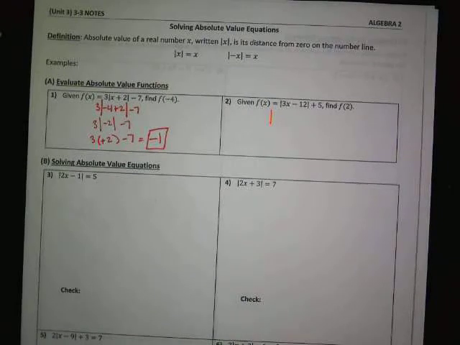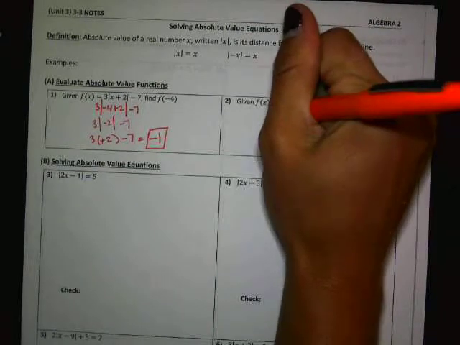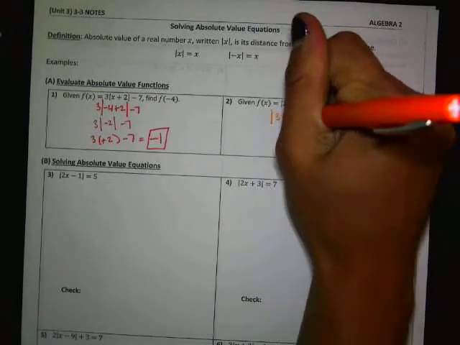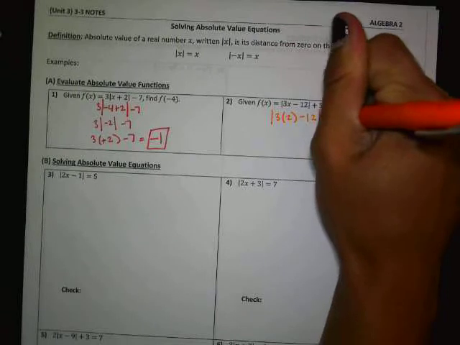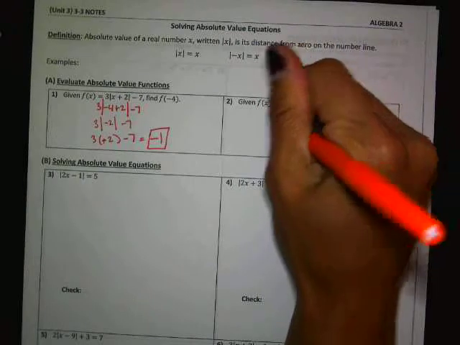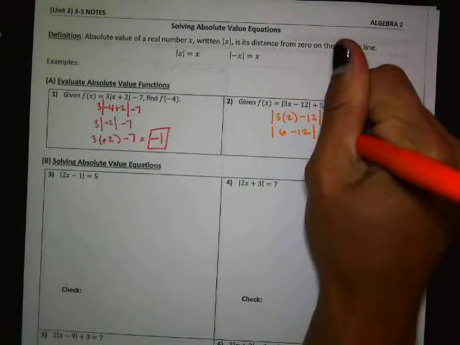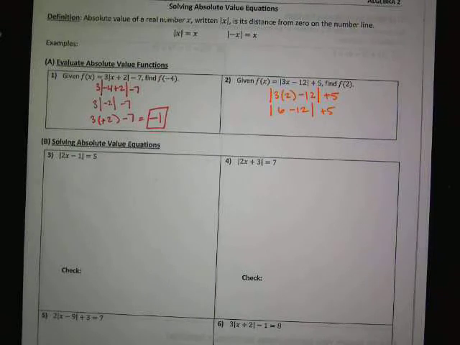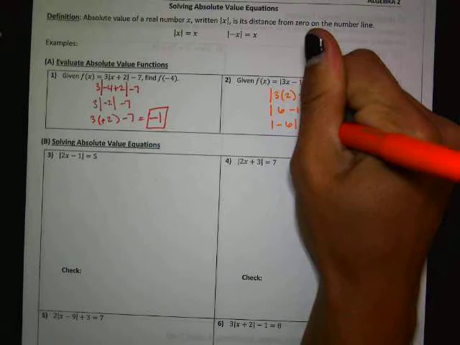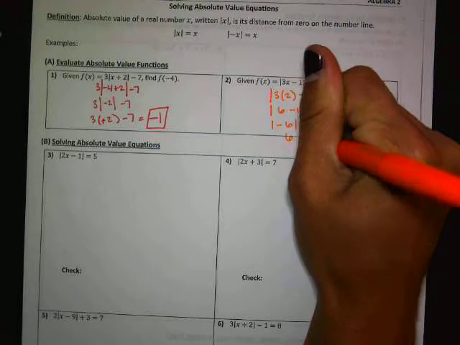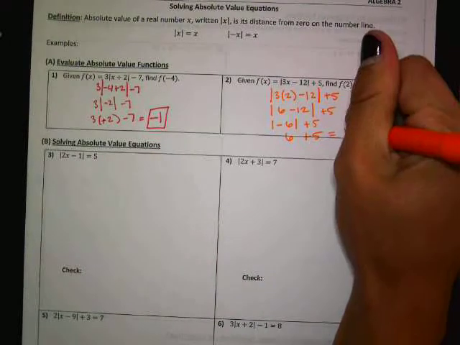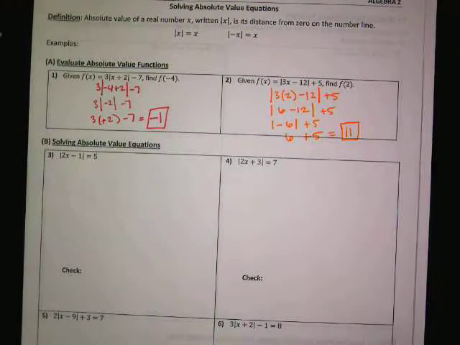All right, next one. What am I replacing x with? 3 times the absolute value of 2 minus 12 and then plus 5. Good. 3 times 2 is 6, minus 12, plus 5. What is 6 minus 12? -6, and then the absolute value will turn it to a +6. And 6 plus 5 is 11.